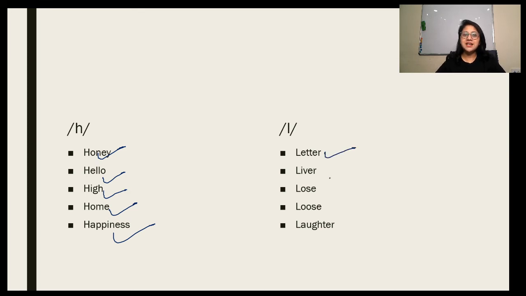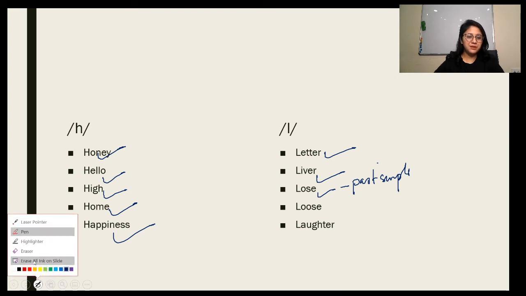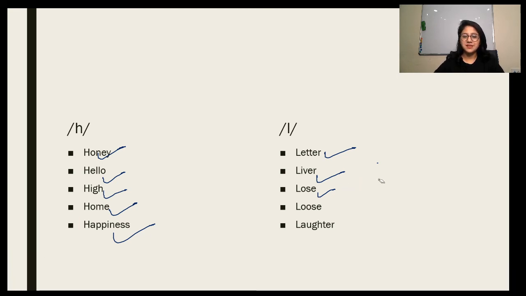Letter, l, letter, liver, lose. So this is the past simple lose. Just a second. I think it's the present simple. I'm so sorry about that. If we lose someone, then we suffer a lot of pain in our life. So this lose means a loss of somebody close to you. This lose, especially out here, L-O-O-S-E, that means a cloth not being tight, not tight. So that's the difference between these two words, and you have to be careful.